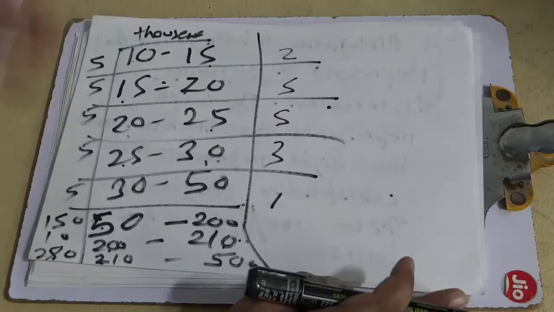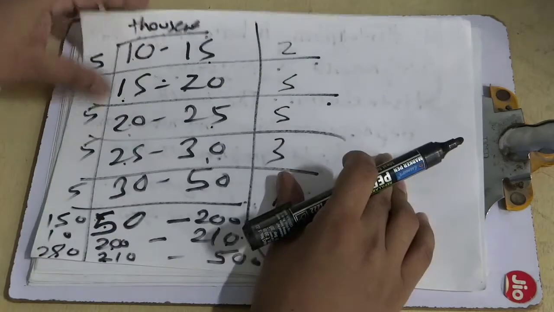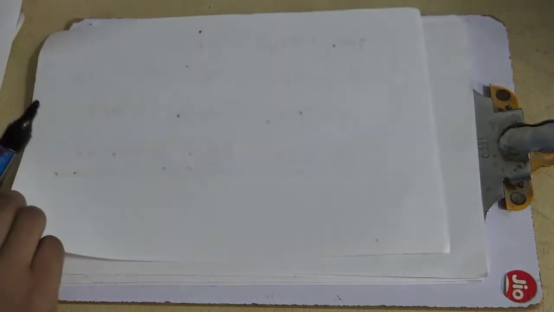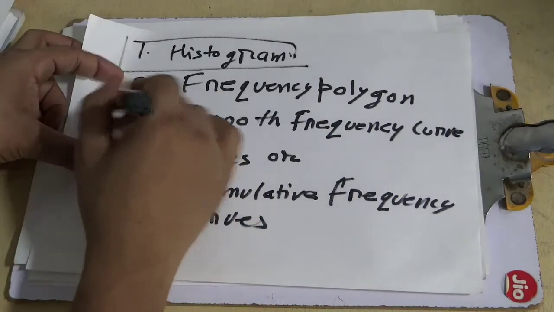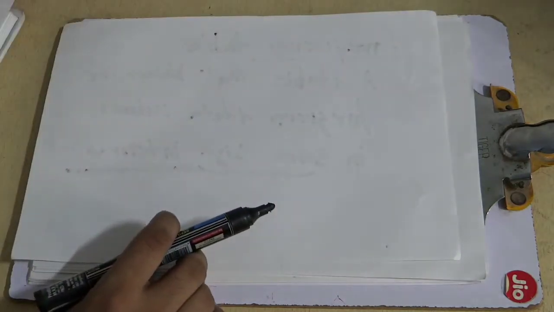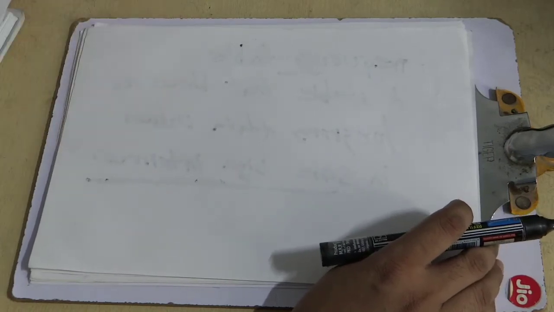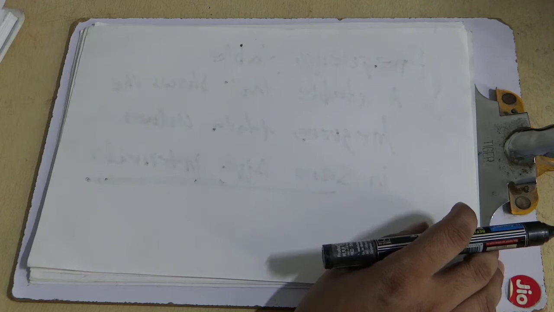I think all of you students know what the interval is and what the frequency is. I've told you earlier also, so that is no problem for my students. Now come to the histogram. Now what is the histogram? We will try to draw the histogram here. See, we can draw the histogram so very easily. You can take any raw data.